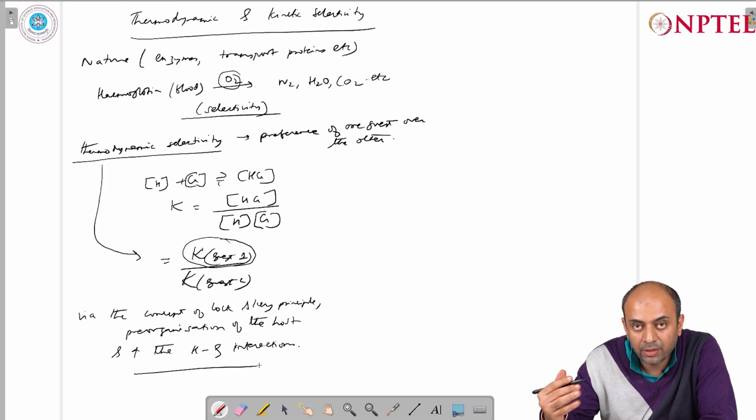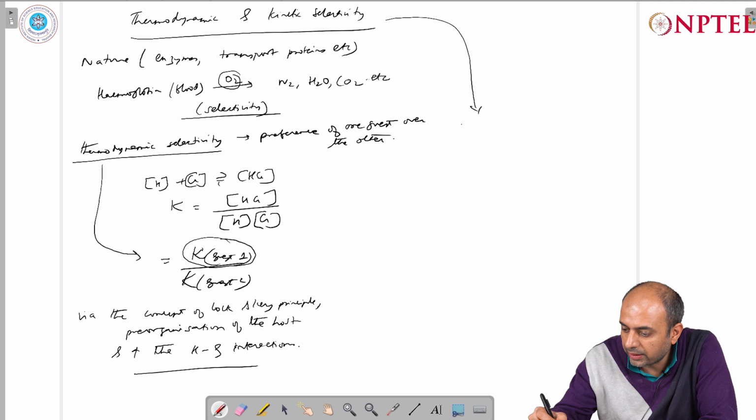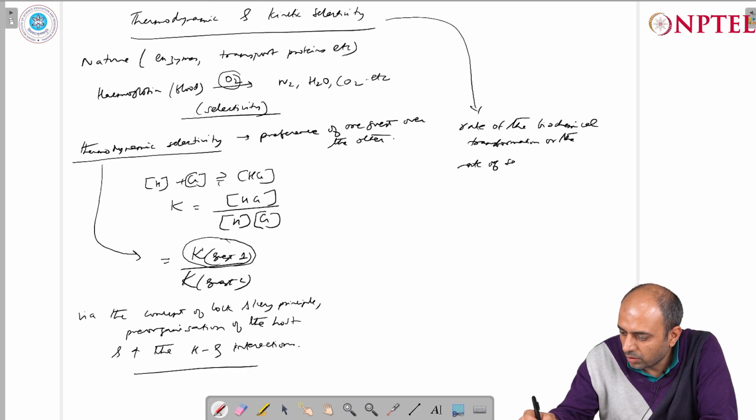transport of guest at the fastest rate. So, when you have kinetic selectivity, it is the rate of the biochemical transformation or the rate of sensing and signaling that is most important.